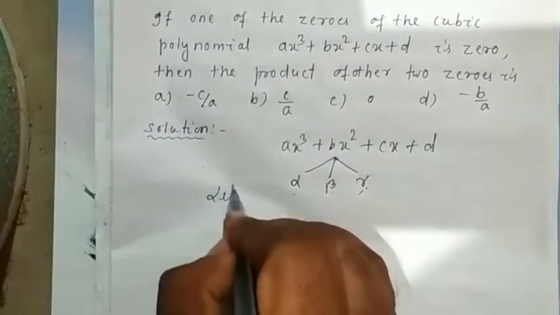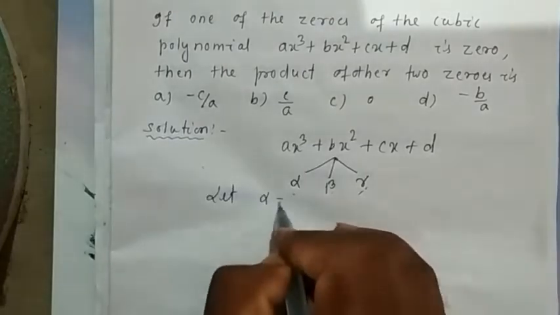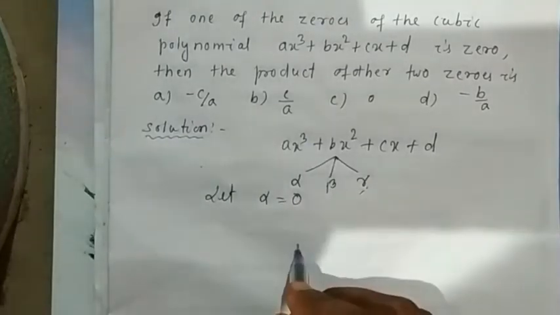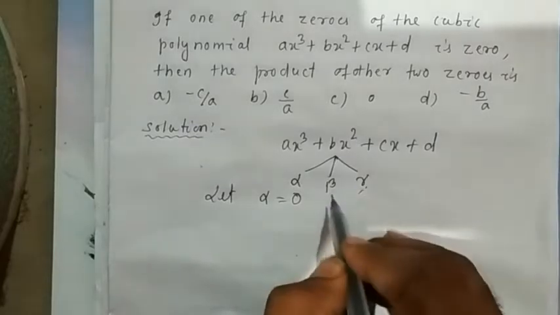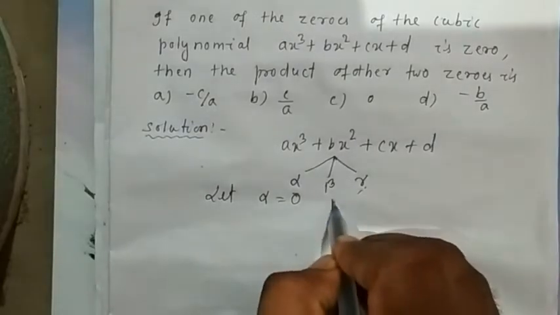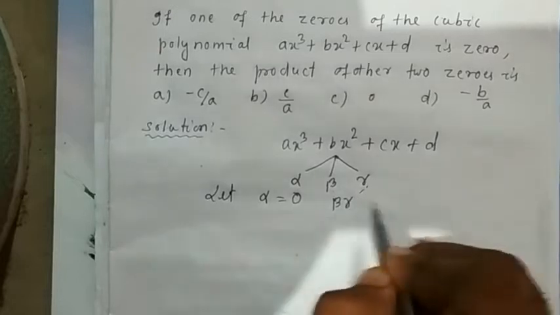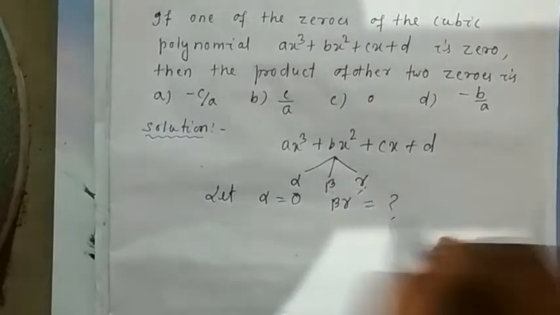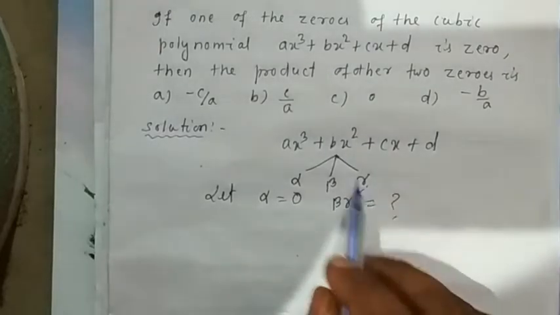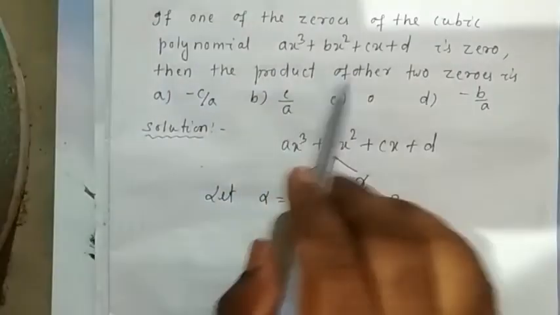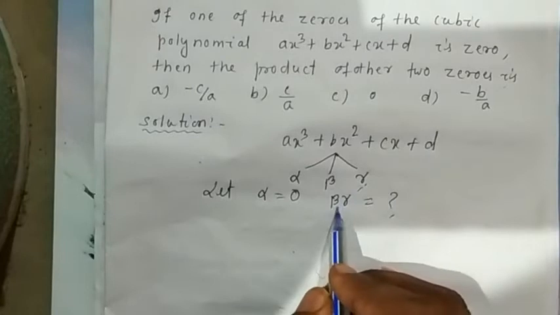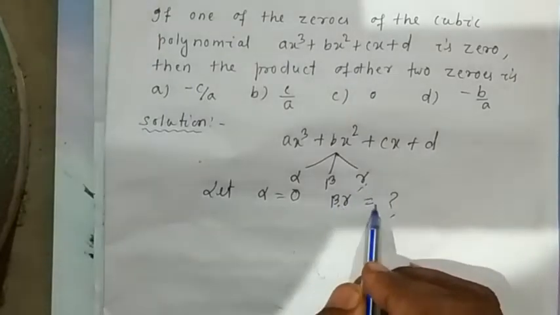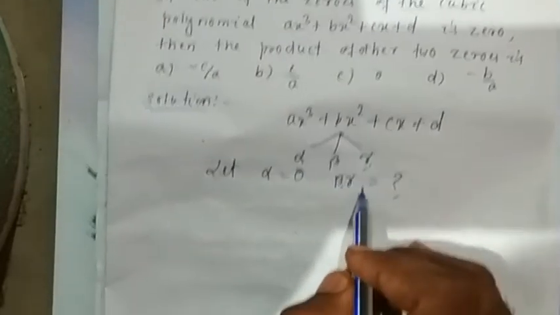Suppose I take alpha is equal to 0. Then we need to find beta into gamma is equal to how much? Beta into gamma. You have to find the product of the other two zeros. We have to find beta into gamma is equal to how much?